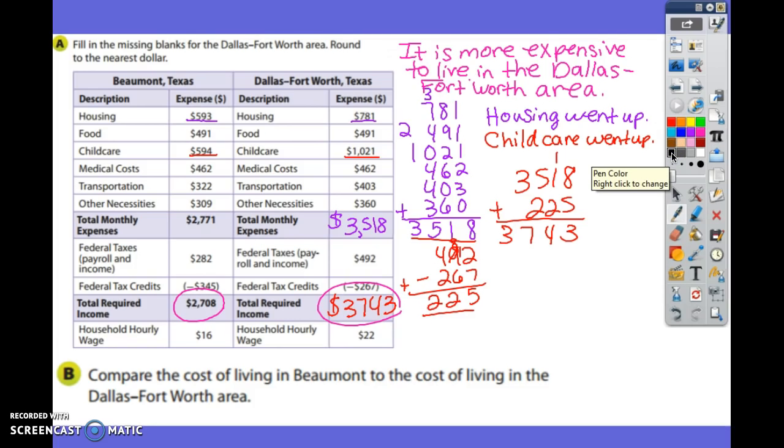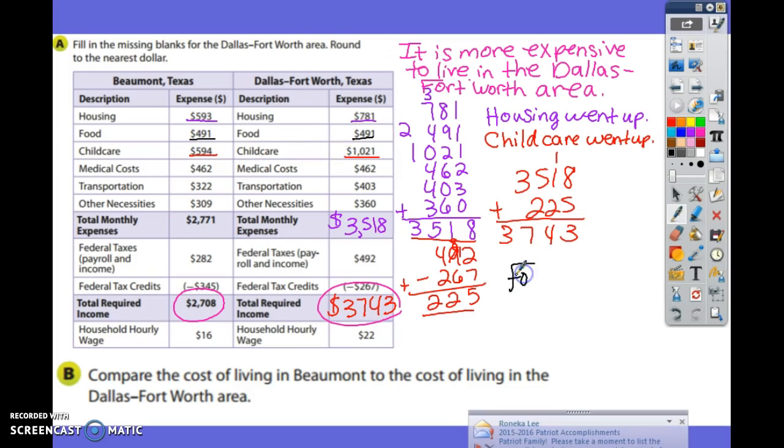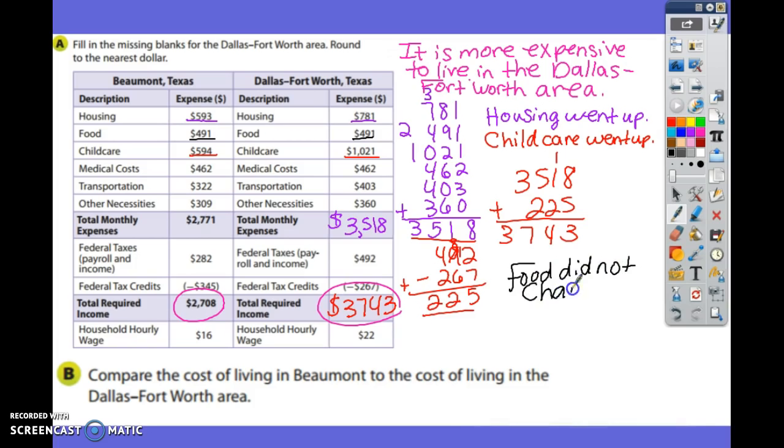And let's look at food. Food, we have $491, $491. Food did not change. And what about medical costs? We have our medical costs, $462, $462. Medical cost did not change.